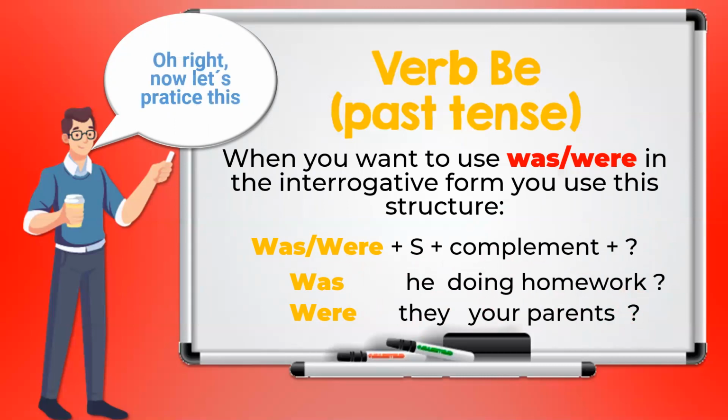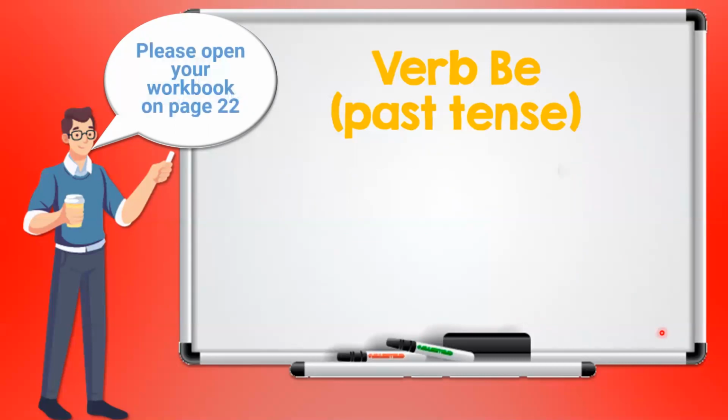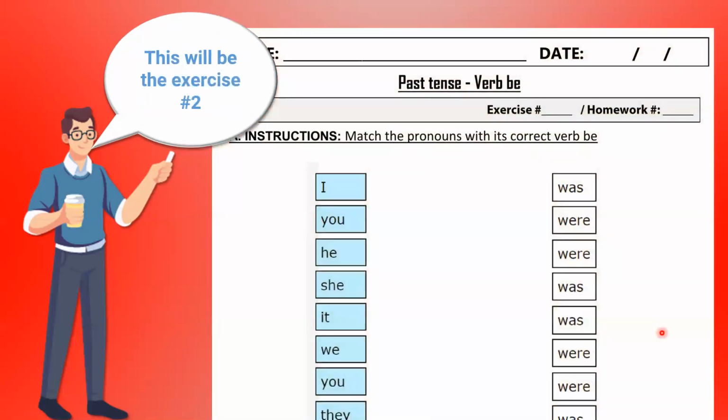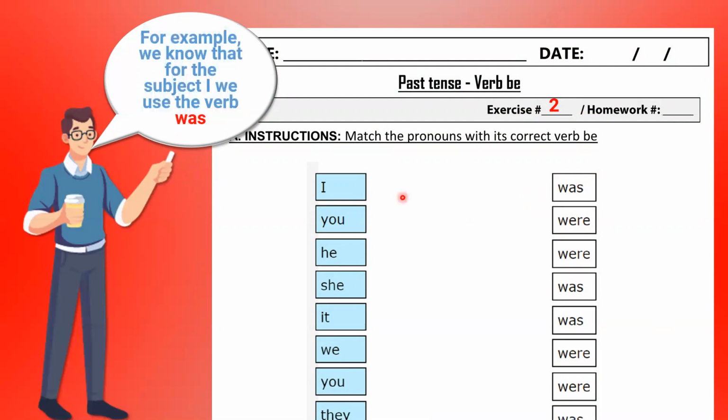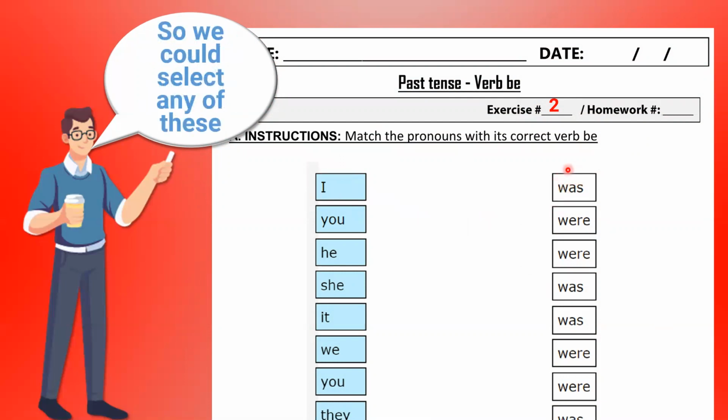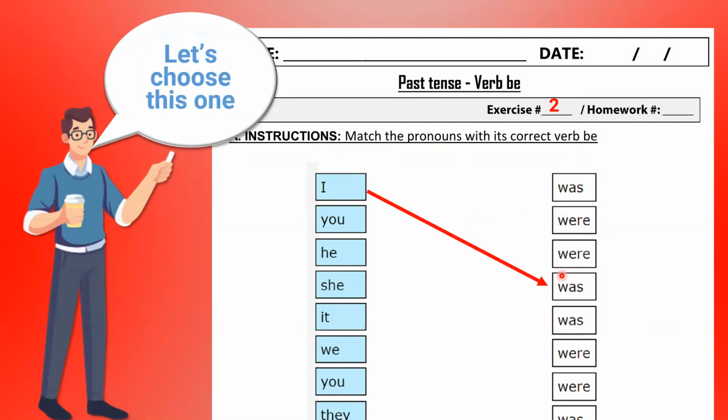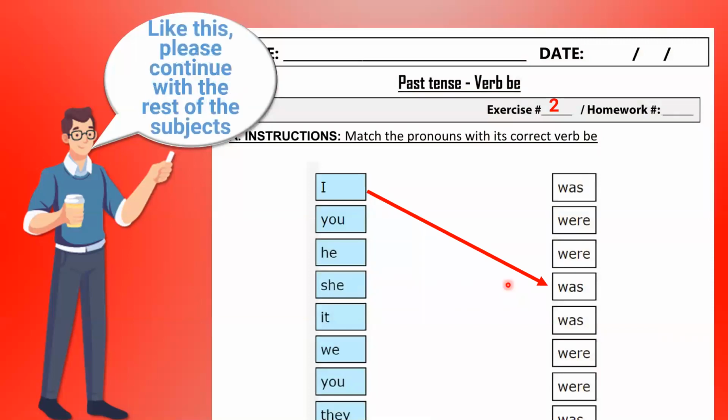All right, now let's practice this. Please open your workbook on page 22. This will be the exercise number 2. In the exercise A, you have these subjects, and we must match them with the verb according if they use was or were. For example, we know that for the subject I, we use the verb was. So we could select any of these, was. Let's choose this one, I was. Like this, please continue with the rest of the subjects.